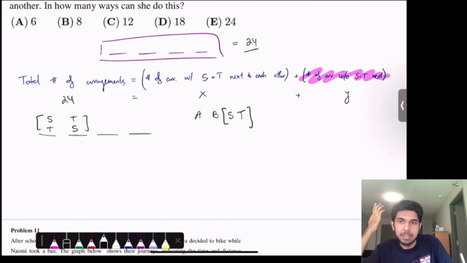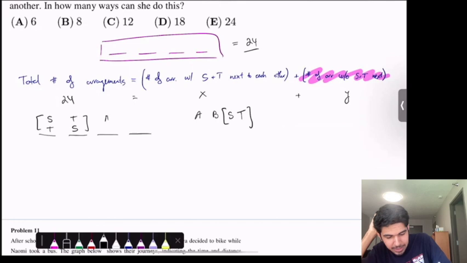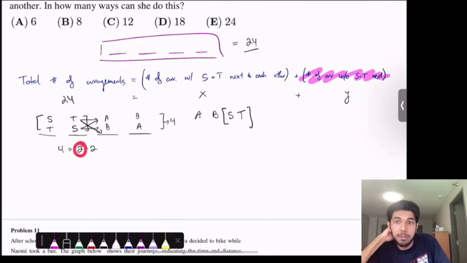And then we have A and B left, so we could have AB and BA, right? And this works for both cases. We could have STAB, STBA, or TSAB, TSBA. So here there's 4 options. And the way we get this is, 4 is equal to 2 times 2. This 2 comes from the amount of ways we can arrange the S and the T within the grouping. And this 2 comes from how many ways we can arrange the A and the B. Essentially, 2 options for this spot, and then 1 option for this spot.